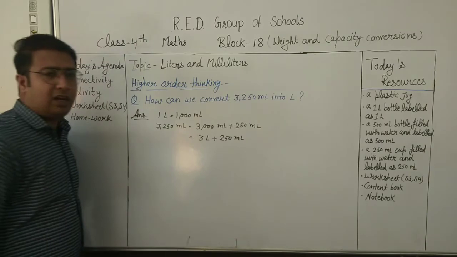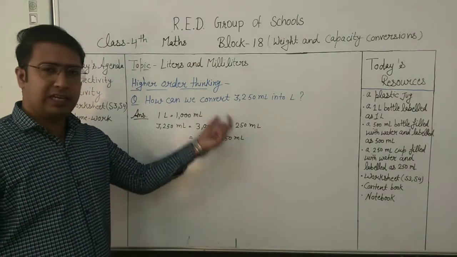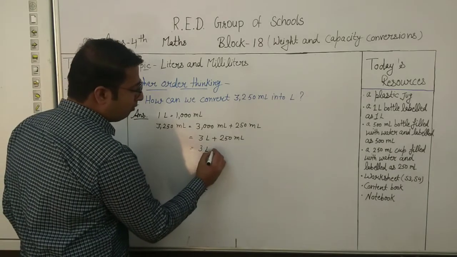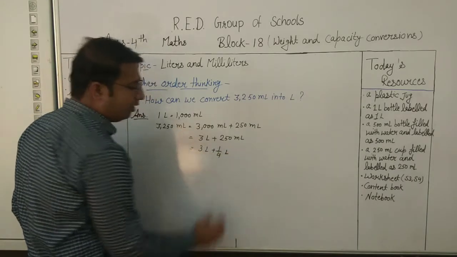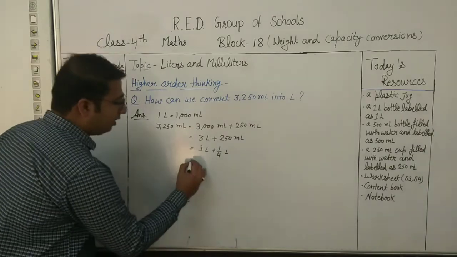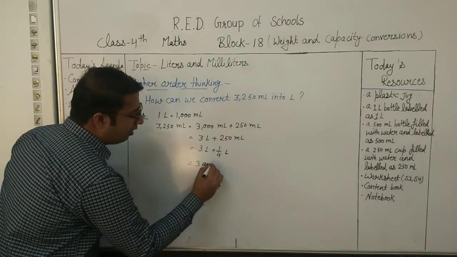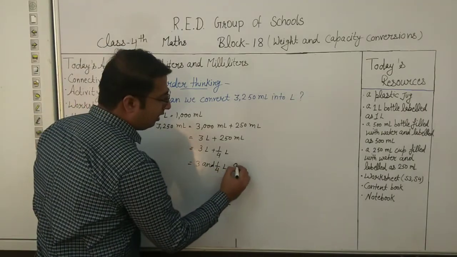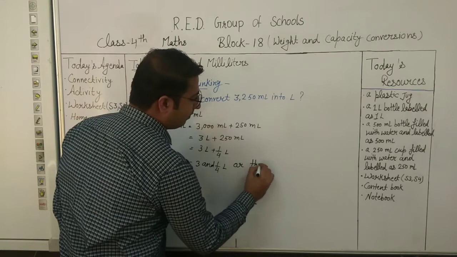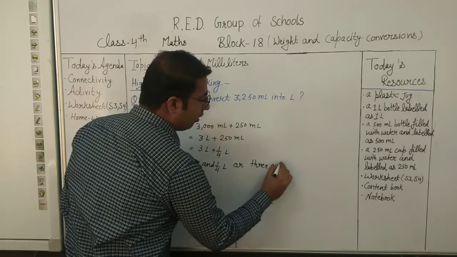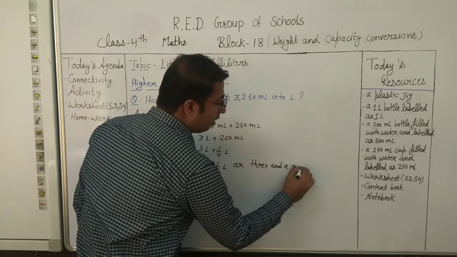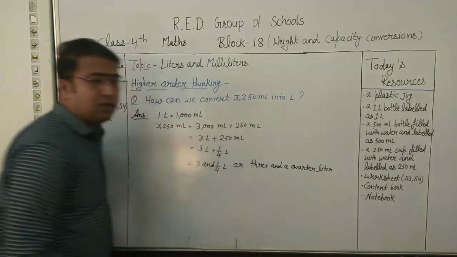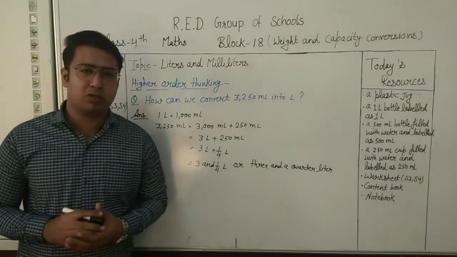As we have done the relationship of the 250 milliliter in liters, it is 1 by 4 liter. So 3 liter plus 1 by 4 liter. Now you can write 3 and 1 by 4 liter, or in words, 3 and a quarter liter. So in the similar way we can do more questions.